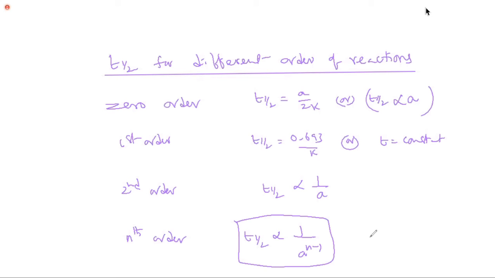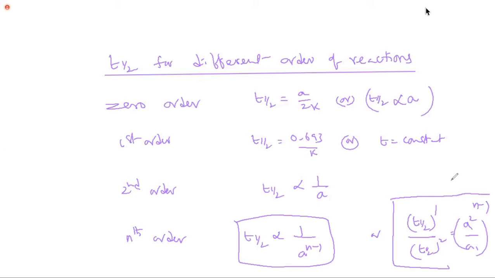Yes, sir. Or I can write one thing: T half 1 by T half 2 is equal to A2 by A1 to the power n minus 1. Can I write? Inversely proportional, no? Yes, sir. Based on this, you may get problems. Important formula. They will give the two T halves, two initial concentrations, and they will ask you what is the order of reaction. Very important. Copy.